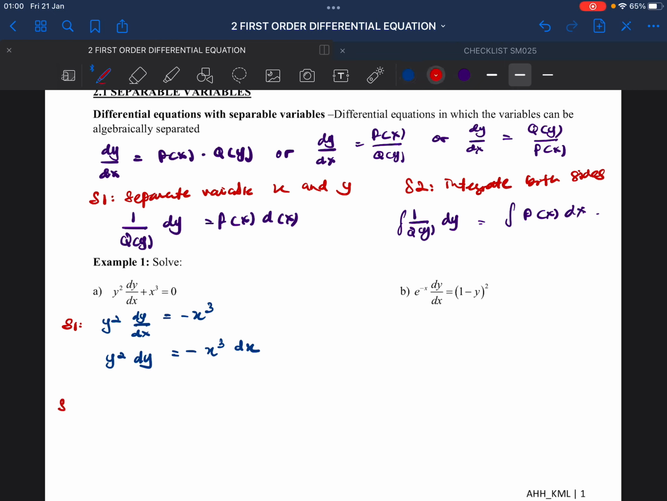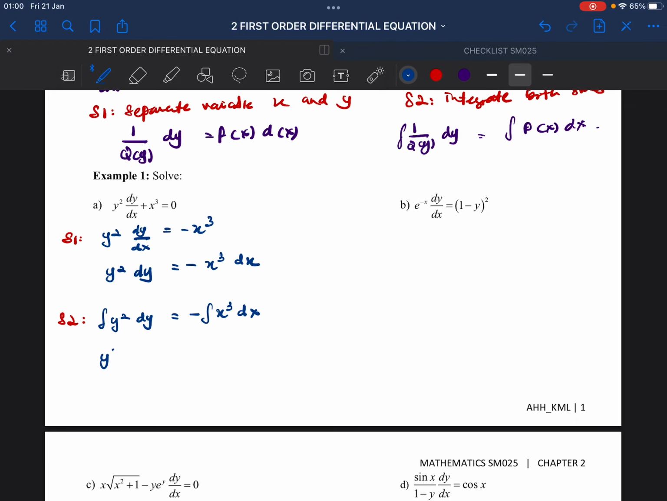So your second step is we have to integrate both sides. Just put integral sign. Y square dy equals to negative, x cube, the negative is a constant, you can put outside. Okay, just put integral sign and then integrate everything. Y cube over 3 equals to negative x to the 4 over 4 plus c. Only put the plus c on the right hand side. No need to put plus c here.